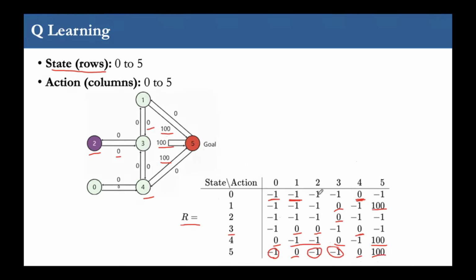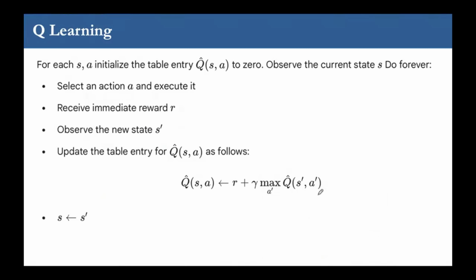After filling the reward matrix, we'll do certain calculations. So before going into calculations, we learn the Q-learning algorithm. The Q-learning algorithm goes this way. For each state and action, initialize the table entry Q cap S comma A to 0. So first we will be finding the Q matrix of S comma A. S is the state and A is the action, and we initialize it to 0.